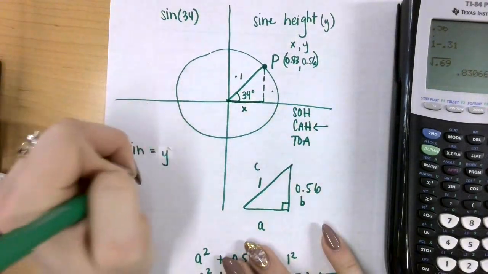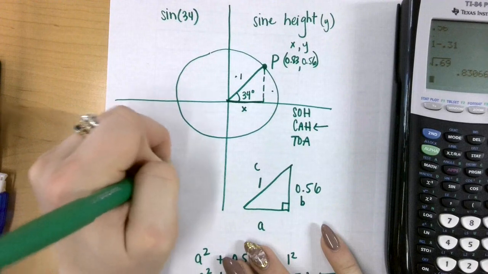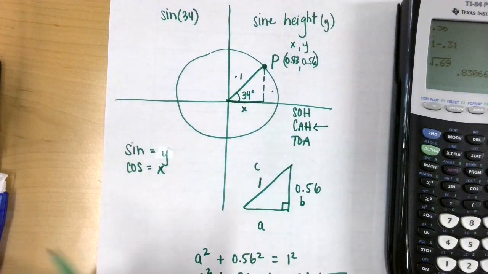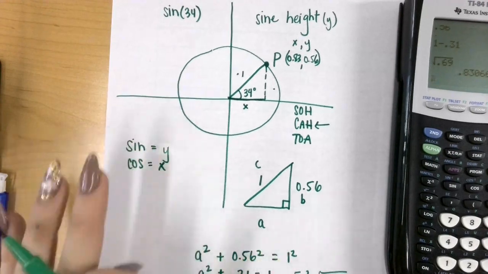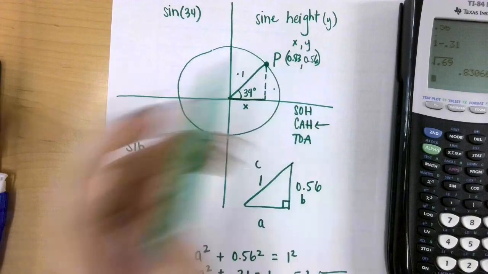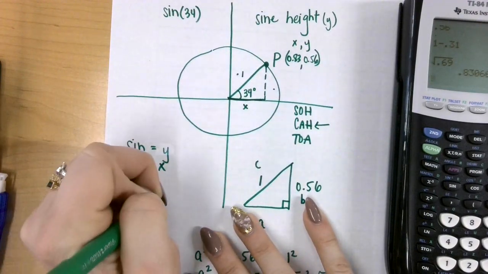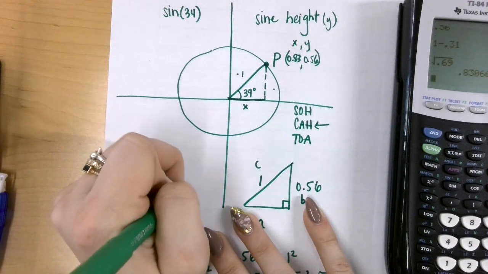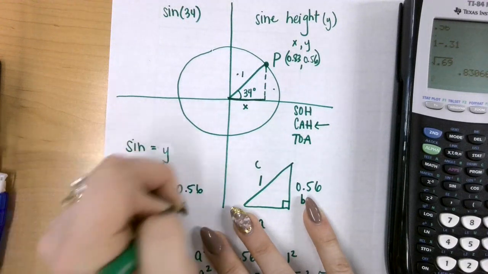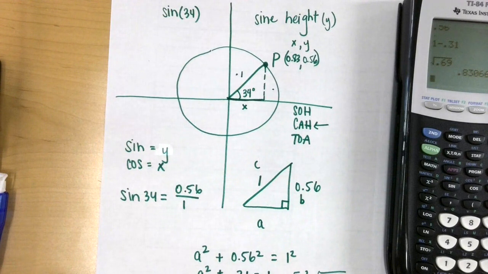So sine gives me my y, where cosine gives me my x. All right. So if we know the sine of an angle on the unit circle, we can find its cosine as well. So what we're going to do first is look at, let's say we have our sine here. So we know sine of 34 equals our opposite over our hypotenuse side.